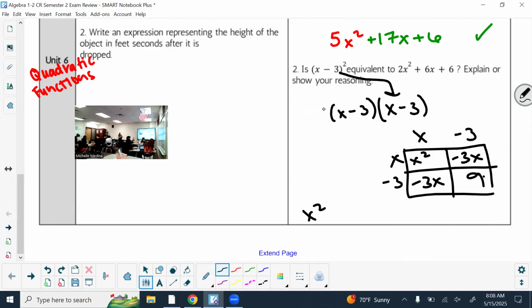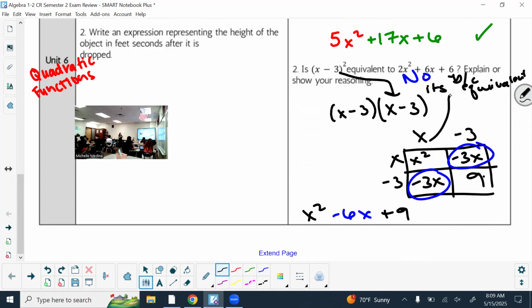And you do have to say it. You can't just show me all your work and assume that I know what your answer is. You have to say no, and your reasoning can be this. Show me your work. But I get x squared. I have to combine like terms, negative 3x plus negative 3x is what? And then my other term that doesn't have a like term is a positive number. And you would say no, because it's equivalent to this expression down here.